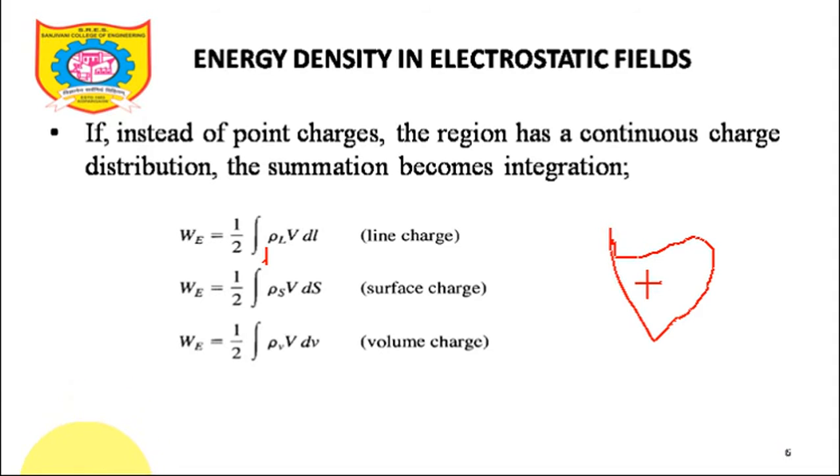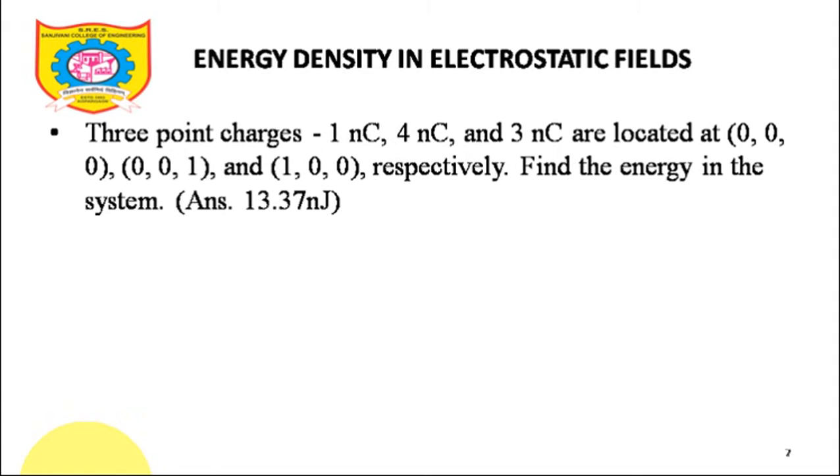Now we will see a numerical based on it. Let's say a numerical is given like this: three point charges, 1 nanocoulomb, minus 4 nanocoulomb and 3 nanocoulomb, are located at 0, 0, 0; 0, 0, 1; and 1, 0, 0 respectively. Find the energy in the system. The answer is 13.37 nanojoule. How can we calculate that?